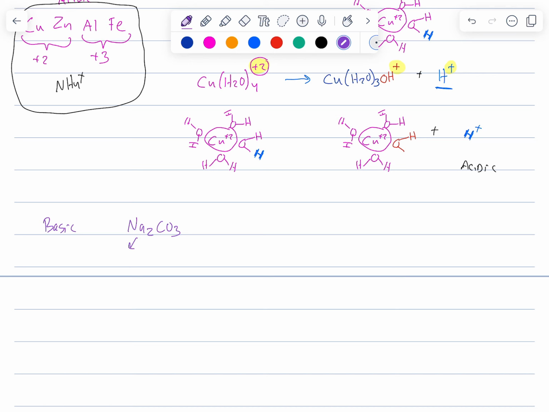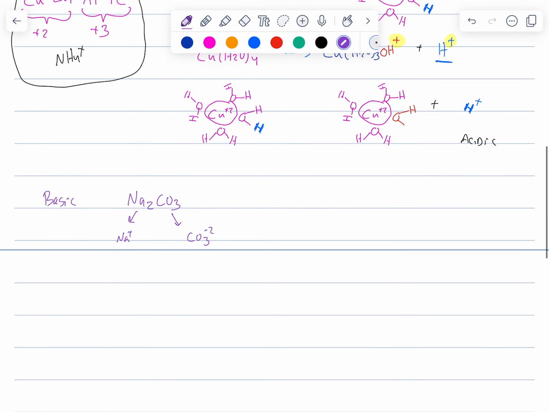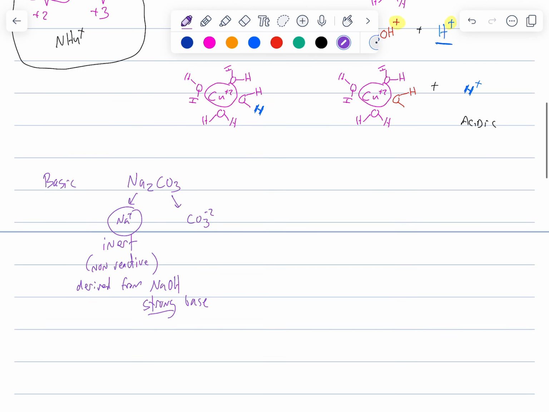This salt splits up into 2 different ions. We get the carbonate ion and we get the sodium ion. Now the sodium ion is inert. Inert means non-reactive. It doesn't undergo hydrolysis. And the way that I know that is because the sodium ion is derived from sodium hydroxide, which is a strong base. Any ion derived from a strong base is in and of itself inert.